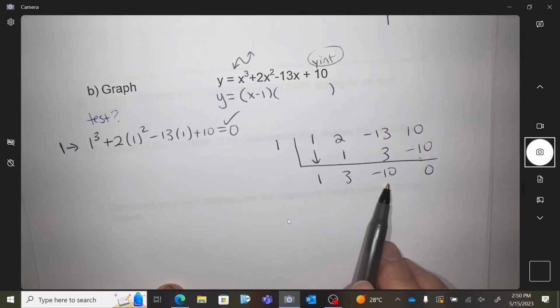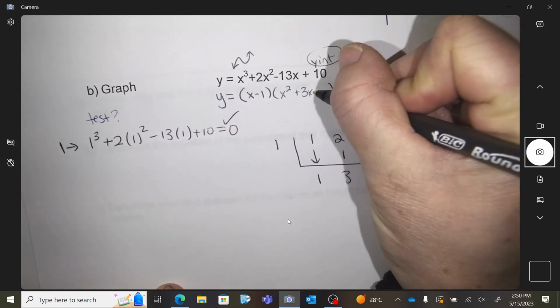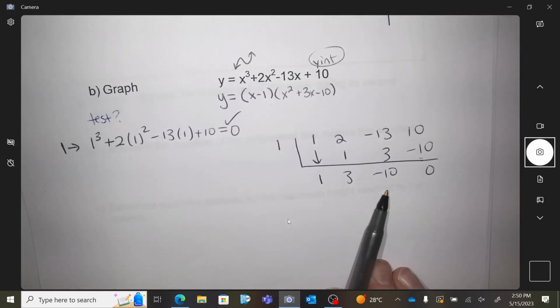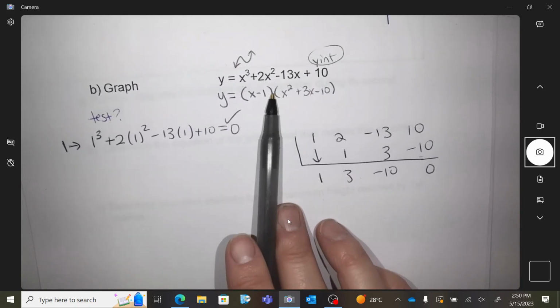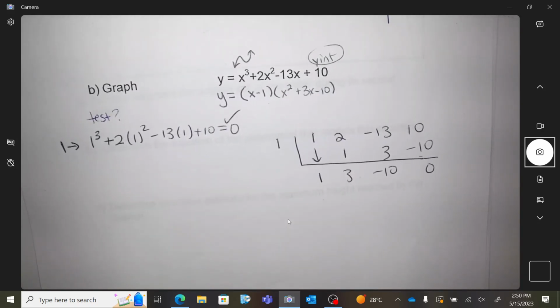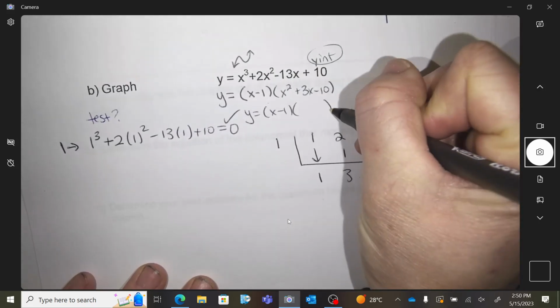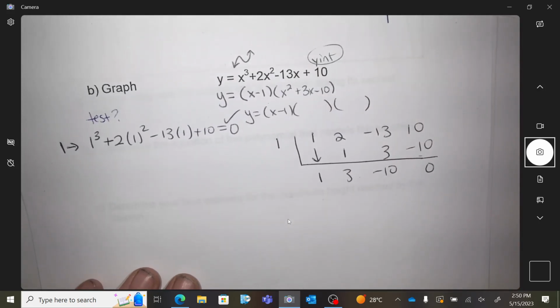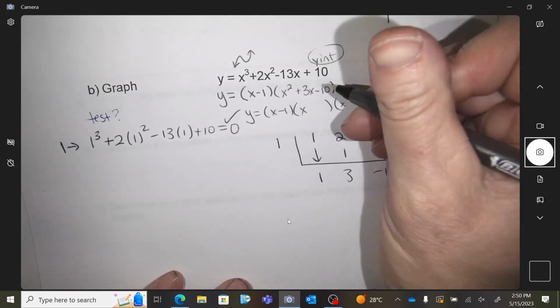Okay, so then this part that's left is an x squared plus a 3x minus a 10. x squared plus 3x minus 10. And we'll break this last part down by hand. What multiplies to 10? You got something to do that? Multiplies to 10, adds to 3.